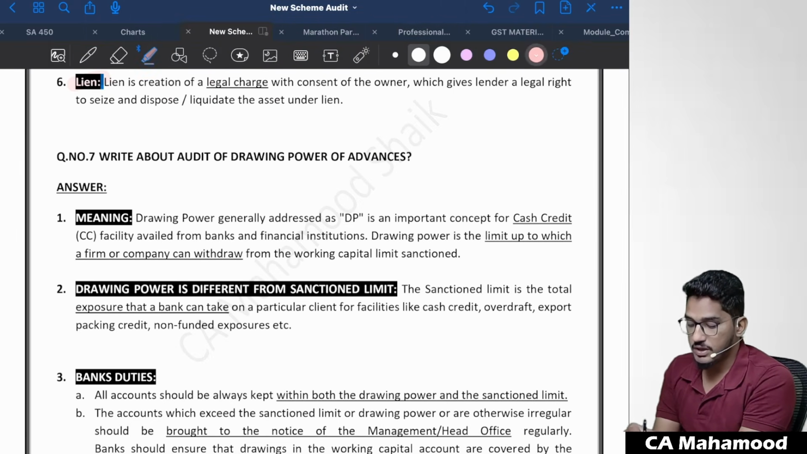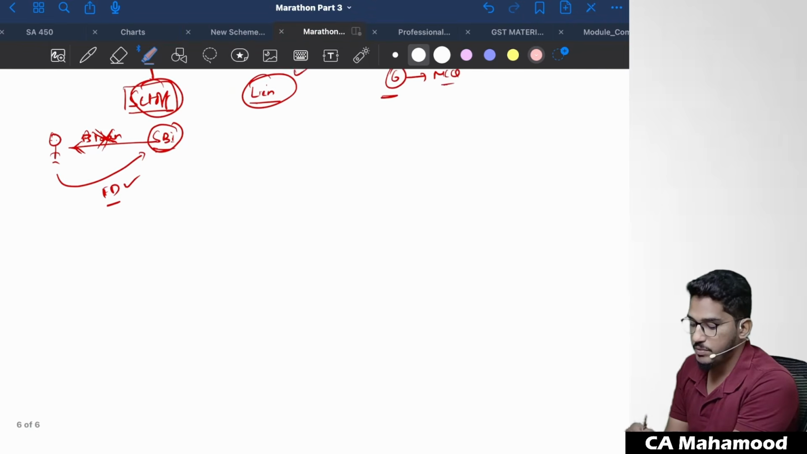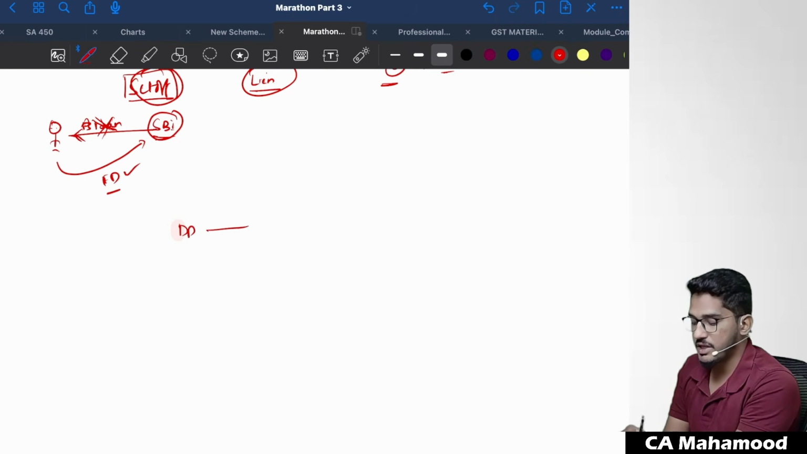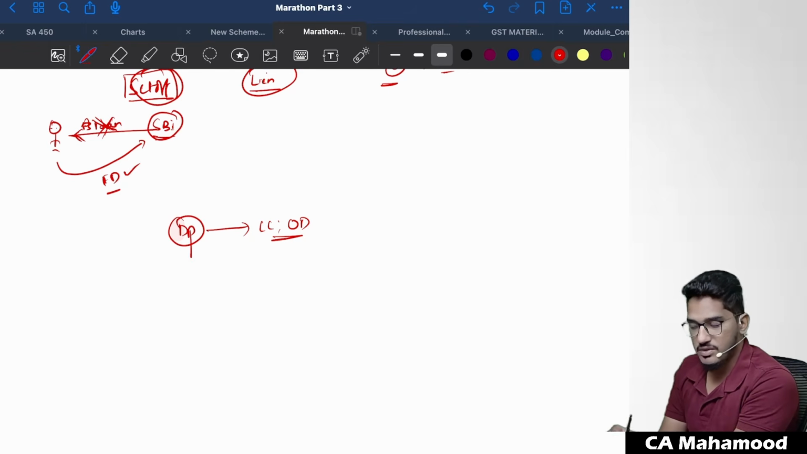So now we will talk about the next most important question, how to conduct audit of drawing power of advances. Sir, what is this drawing power? Drawing power is the term which is mainly associated with working capital borrowings, especially with cash credit facilities and overdraft facilities. Sir, what exactly is this drawing power?